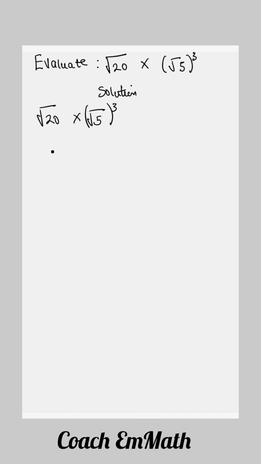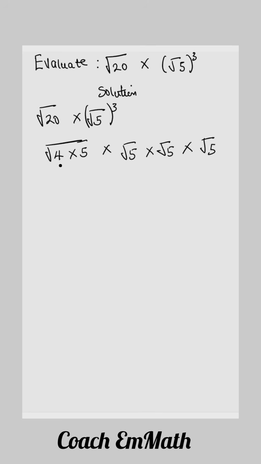I know for a fact that 20 is the same thing as 4 times 5. 4 times 5 is going to give me 20, and I'm multiplying this with the square root of 5 cube, meaning it's the same thing as saying the square root of 5 times the square root of 5 and then times the square root of 5, meaning square root of 5 in 3 places.